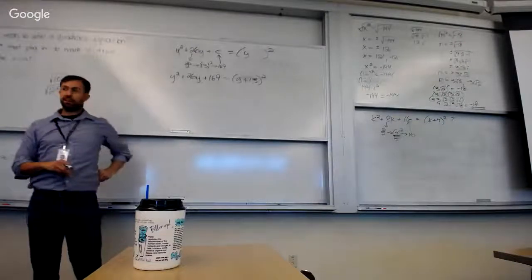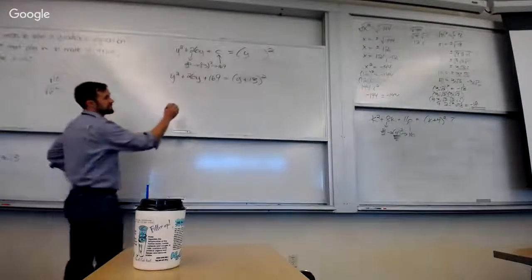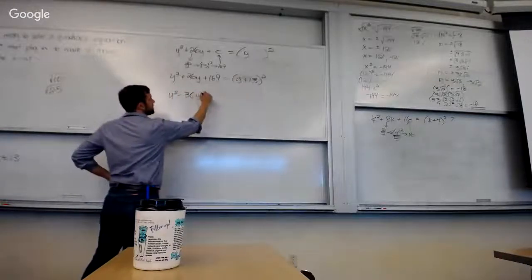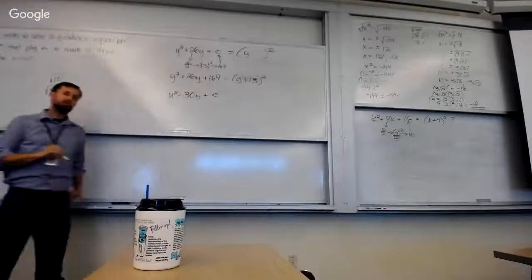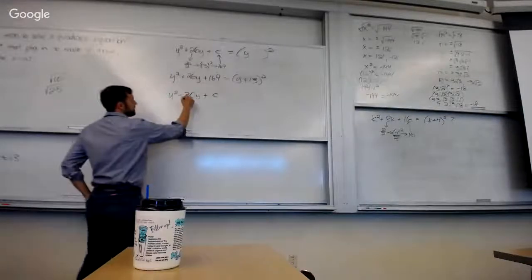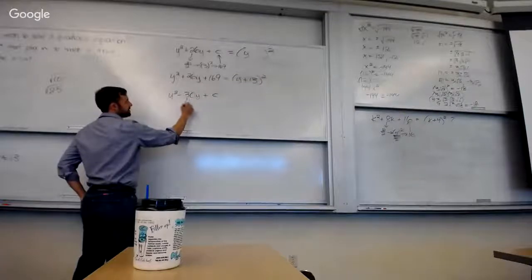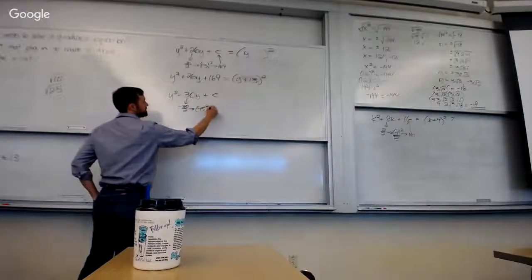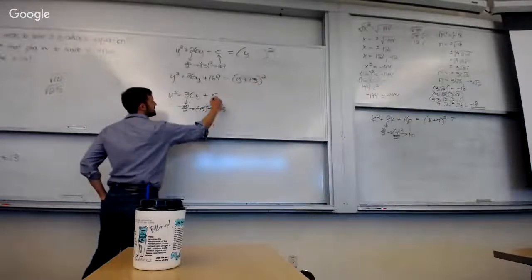Let's try a negative one. Let's try number 26. y squared minus 30y plus c. So what number should be there for c? We take the negative 30, we divide it by 2, which is negative 15. We square it, which is 225. And that's the number we put in for c.